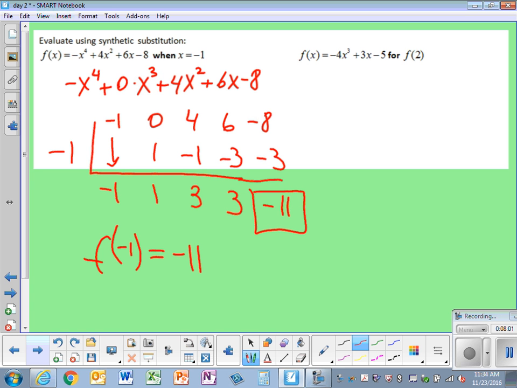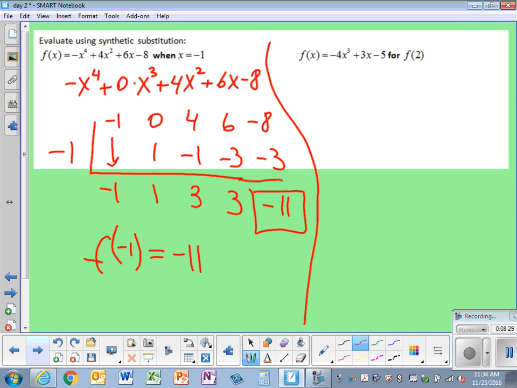Questions? Yes. So when we're on a quiz or a test or homework, do you have to draw that weird bar? Yes. If they ask you to evaluate by synthetic substitution, then yes, that's exactly what you want to see. Questions? Okay, let's do the next one.